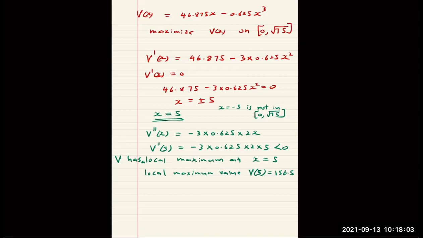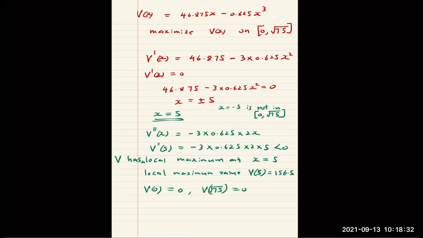All right, we have the value of the local maximum. We are not done yet. Remember, we need to analyze these closed endpoints. So we need to compute V of 0. V of 0 is clearly 0. If you plug in 0 in your function V, you get 0. And of course, if you plug in V of square root of 75, that will also give you 0.